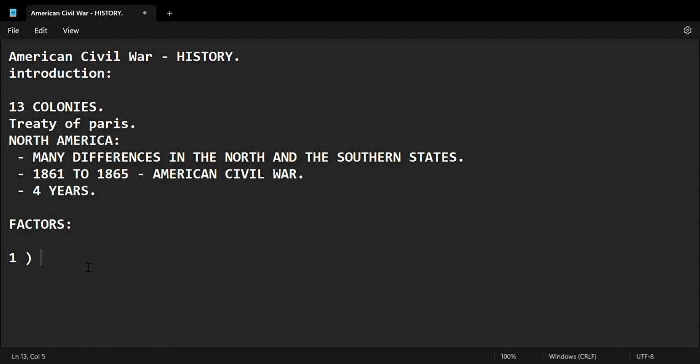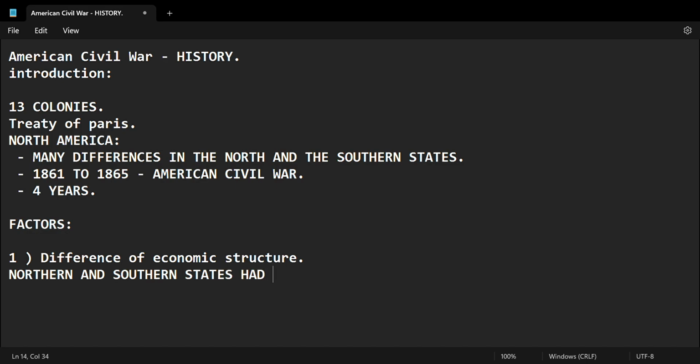Now the factor that led to that was the difference of economic structure. You'll see this later. Why was there a difference of the economic structure? The American Civil War is generally regarded as a struggle between the northern and southern states having irreconcilable interests. So the northern and southern states had different interests. Okay, to make this simple, they had different interests.